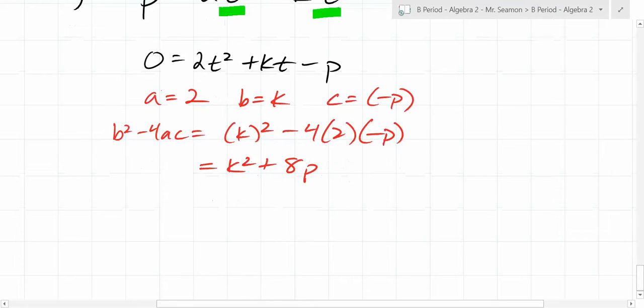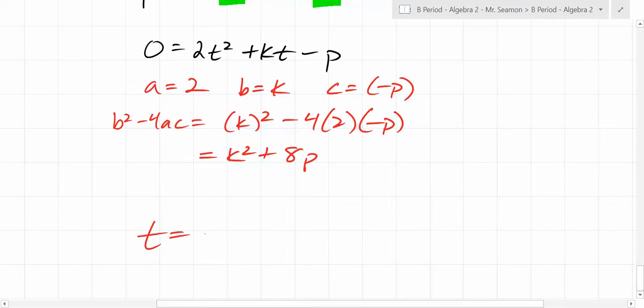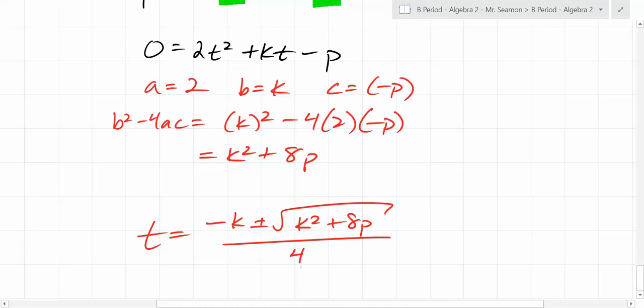8p. Oh, so what does this mean? T equals negative b. What's b in this case? It's going to be negative k plus or minus the square root of k squared plus 8p all over what? 4. 2 times 2, yeah.